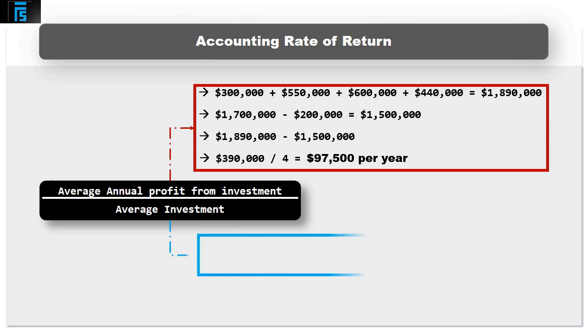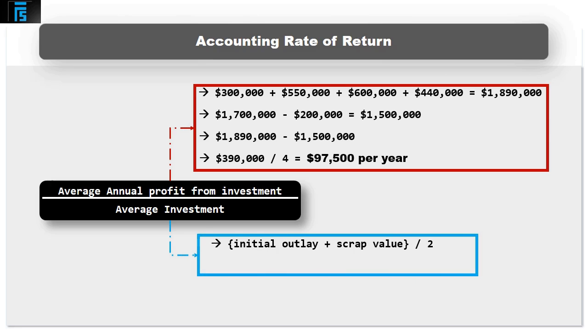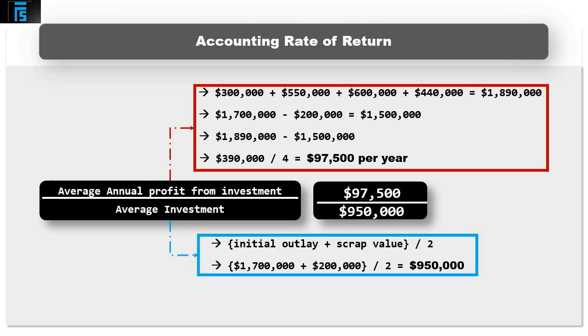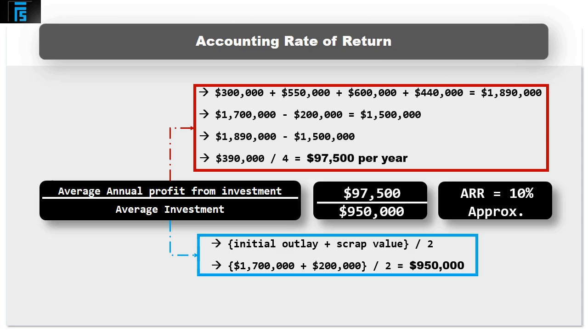or $390,000 divided by 4 is $97,500 per year. Average investment is initial outlay plus scrap value divided by 2. So $1.7 million plus $200,000 divided by 2 is $950,000. Accounting rate of return is therefore $97,500 divided by $950,000 equals 0.10, or 10%.